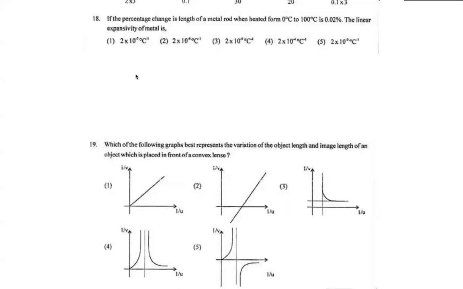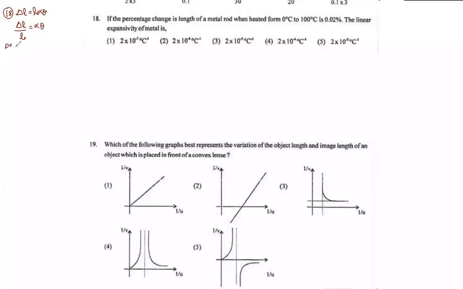Question number 18. If the percentage change in length of a metal rod when heated from 0 degrees Celsius to 100 degrees Celsius is 0.02 percent, find the linear expansivity of the metal. That should be a very simple question. For the 18th one, we can use this equation: delta L is equal to L naught alpha theta. So delta L over L naught is equal to alpha theta.